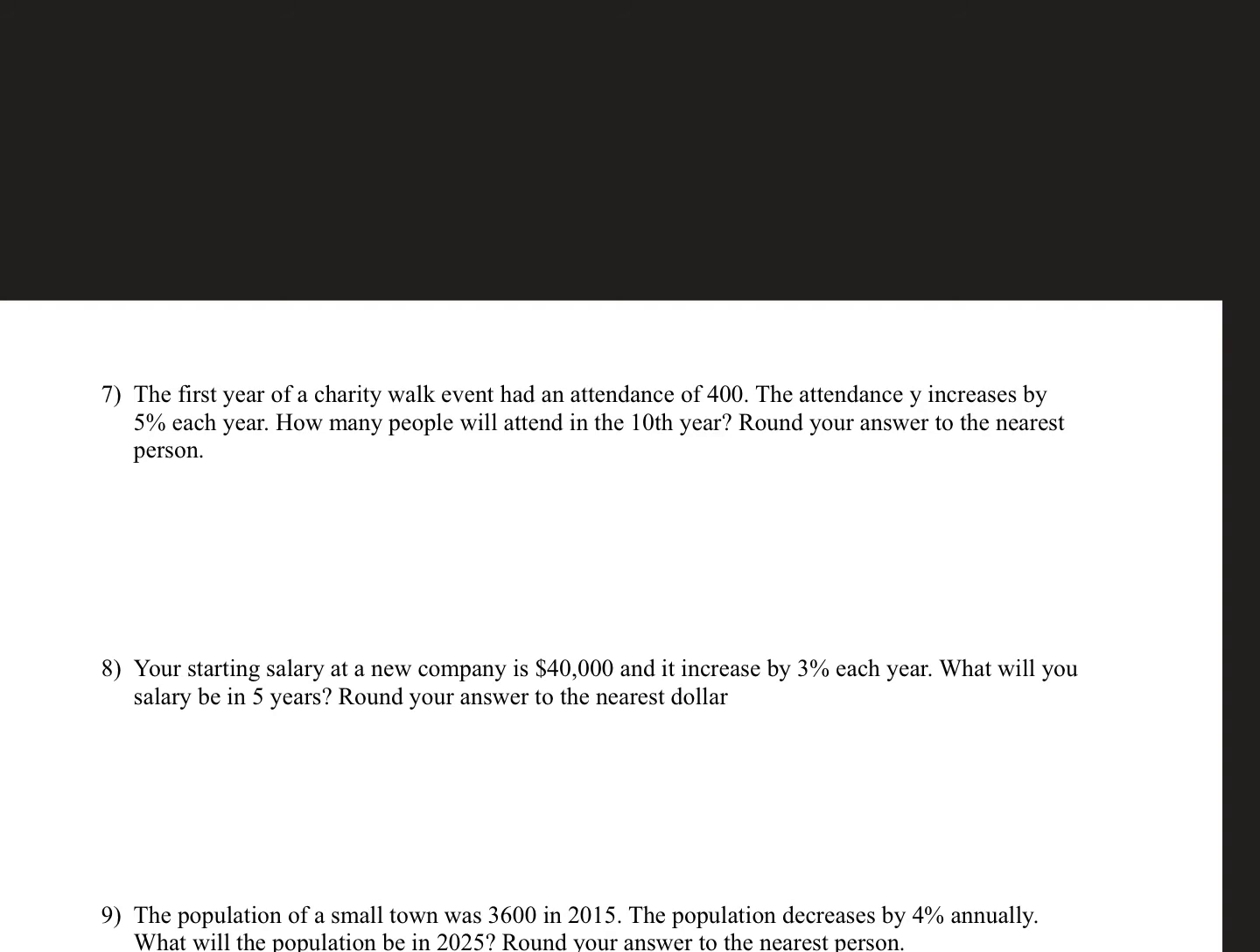The first year of a charity walk event had an attendance of 400. The attendance Y increases by 5% each year. How many people will attend in the 10th year? Round your answer to the nearest person.